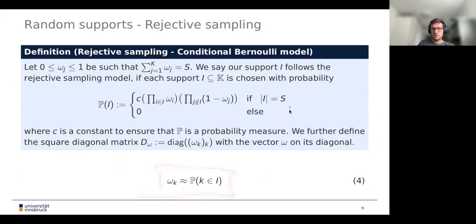This is also very important if we want to estimate these omega from data. We can just take a frequentist approach, but we will talk about this later. So just so you know, we specify our distribution on the sparse supports via these omegas. These are basically what we call weights, and we write d omega for the diagonal matrix with the weights on the diagonal.